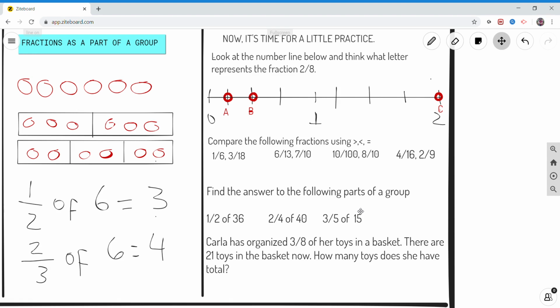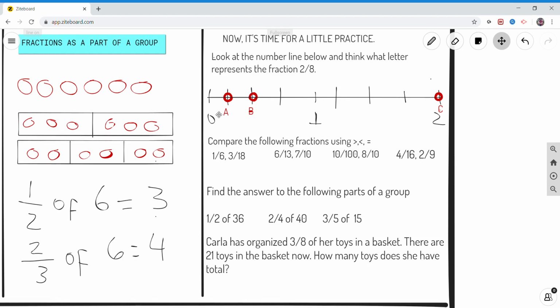Look at the number line below and think, what letter represents the fraction 2/8? Is it A, B, or C? The correct answer is A. Letter A represents the fraction 2/8.